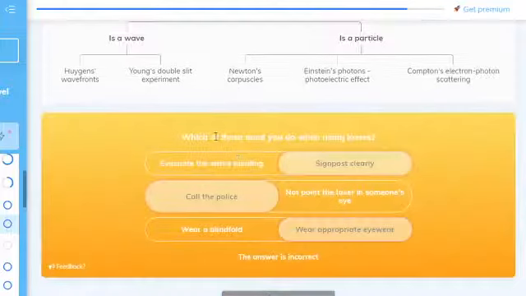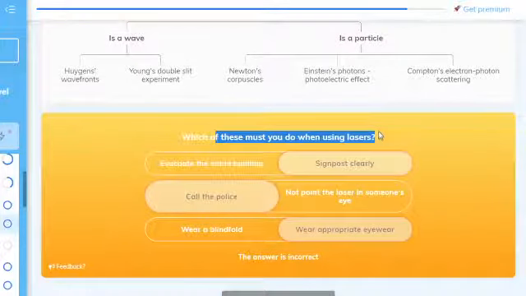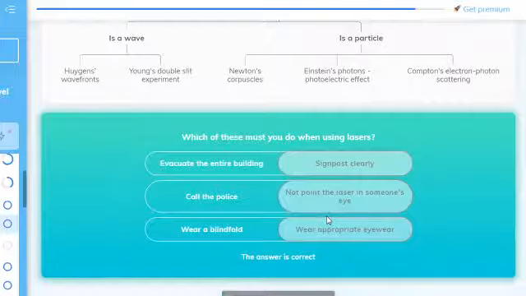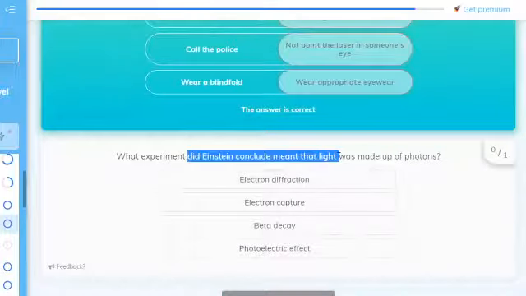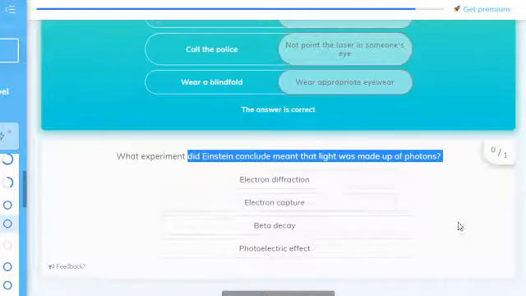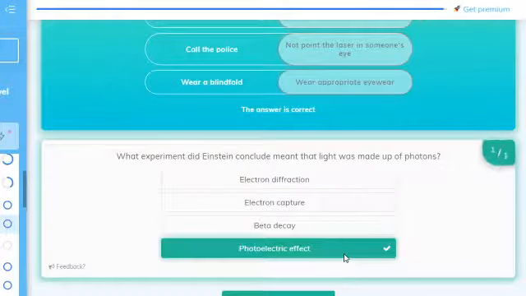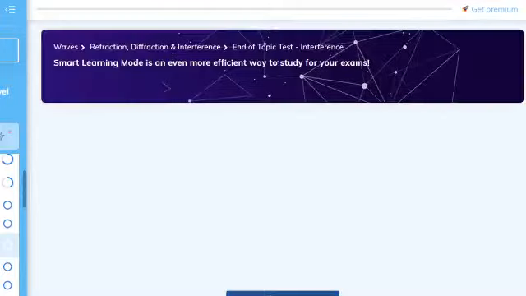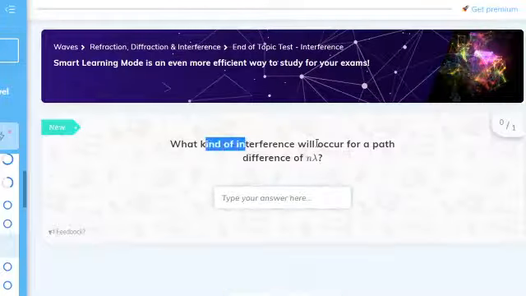So, which of these must you do while using a laser? Clearly signpost. Never point in people's eyes because that is so stupid. What experiment did Einstein conclude? The photoelectric effect. That's basically when you shine light, the energy isn't fully dissipated on everything. Light can't be a wave because waves always dissipate everything evenly, whereas this didn't. So the end of topic test. What kind of interference will this construct? Constructive.